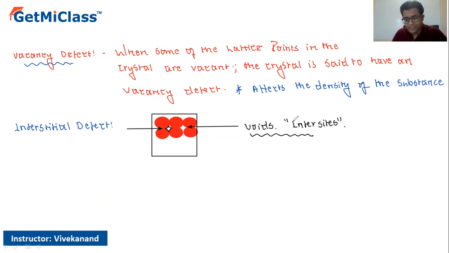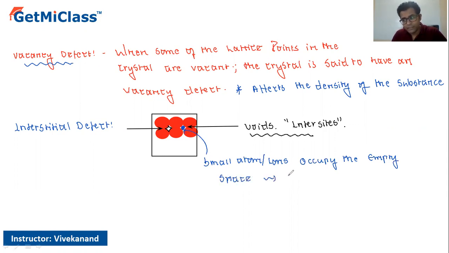Now, sometimes these voids or intersites are going to be occupied by smaller atoms. So usually these smaller atoms will come and occupy these regions. When smaller atoms or ions occupy the empty spaces, we call this particular defect the interstitial defect, right? So this is about the interstitial defect.